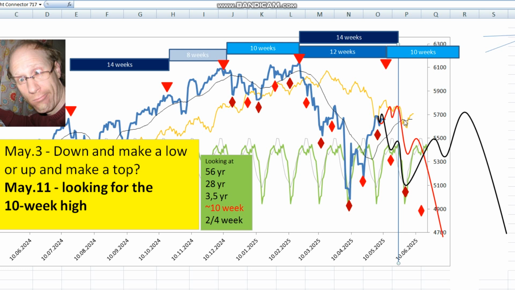So I'm looking for this 10-week oscillation high. Ideally, it should be right now when we should go down to make a low. And then I think we make a summer top, and this would be a range, and we will crash down in the fall. But if we make a bull trap here and go up for another 2 weeks, then we should crash down to lower lows. Unless this actually is bullish, and then we should consolidate and rally up to an all-time high this summer.